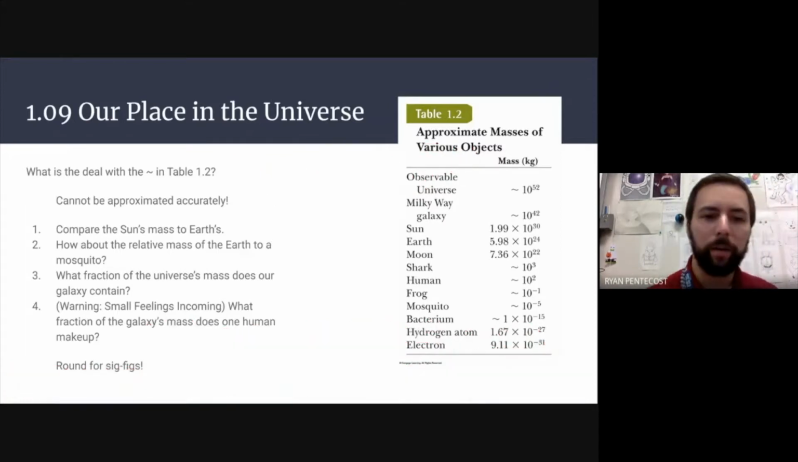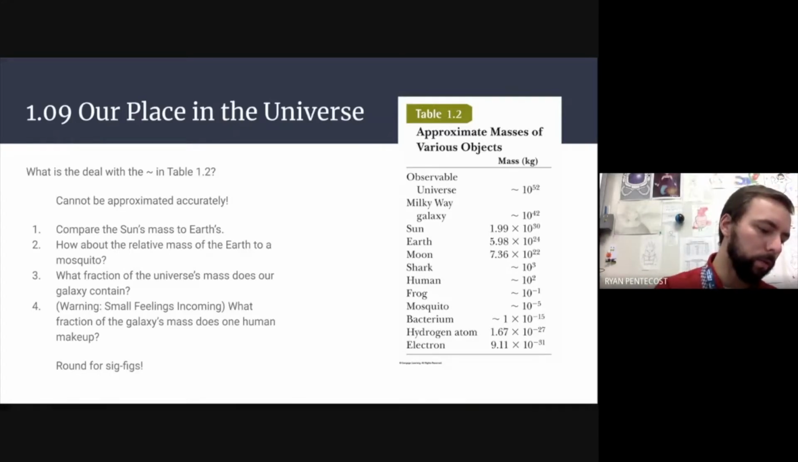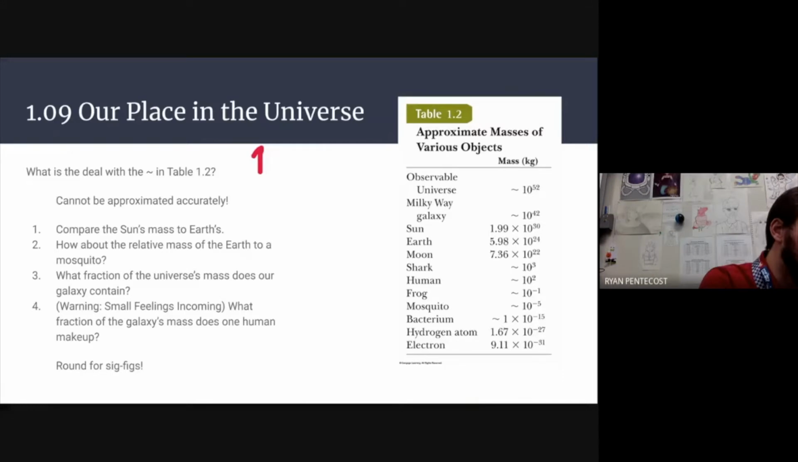Now, clear that. What fraction of the universe's mass does our galaxy contain? Now, that's at least interesting. So let's take 10 to the 42nd power divided by 10 to the 52nd power, which would be 10 to the negative 10th. That's how that works, right? Yeah, so you've got 1, 2, 3, 4, 5, 6, 7, 8, 9, 10. Yep, I was right. So you've got 1 over 10 zeros.